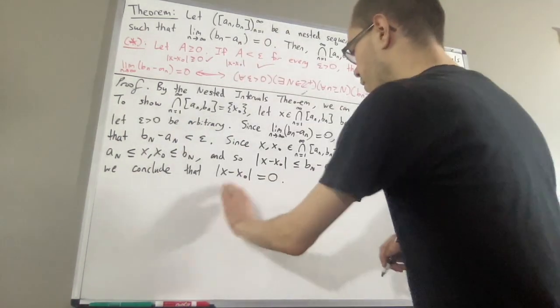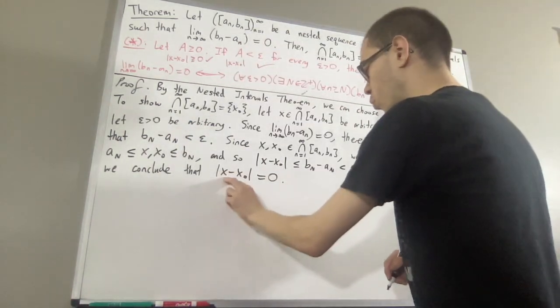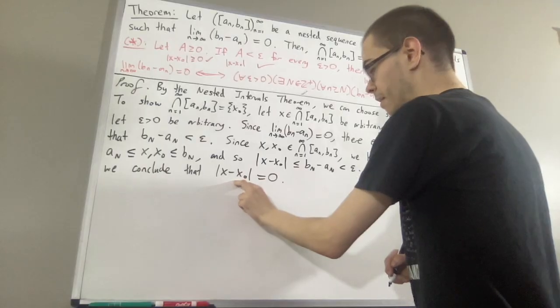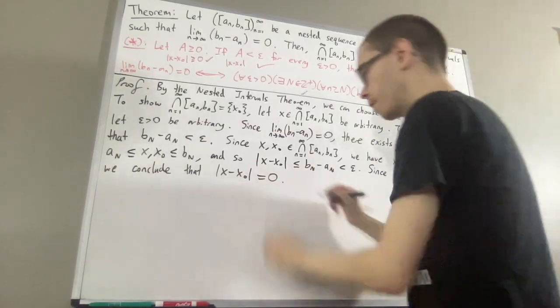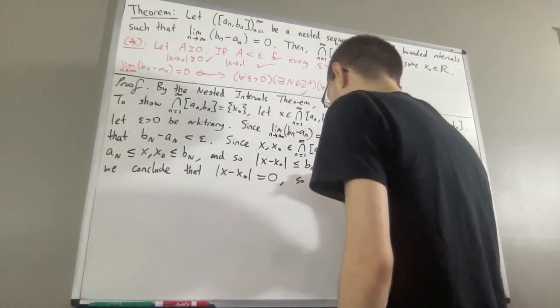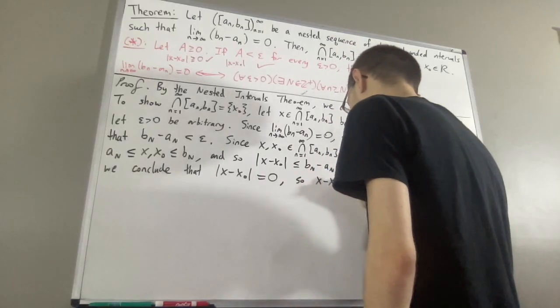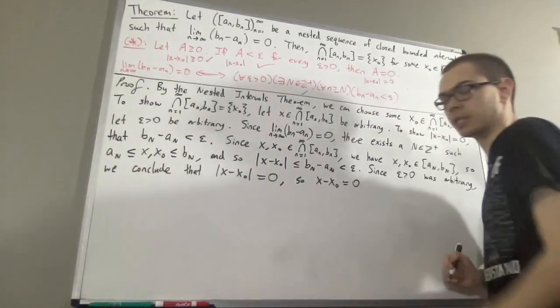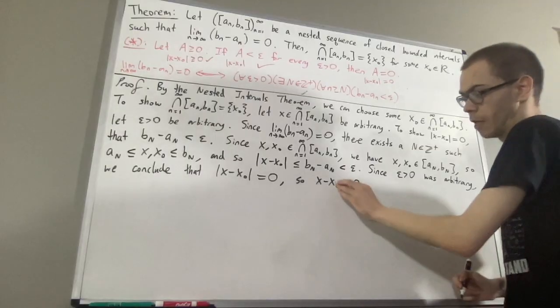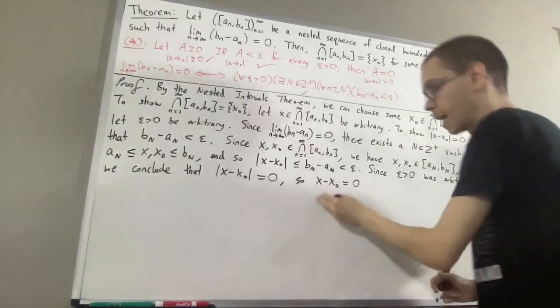But remember, this implies that the number we are taking the absolute value of must be equal to 0 itself. So that's saying x minus x0 is equal to 0 itself, which if we add x0 on both sides, we get x equals x0.